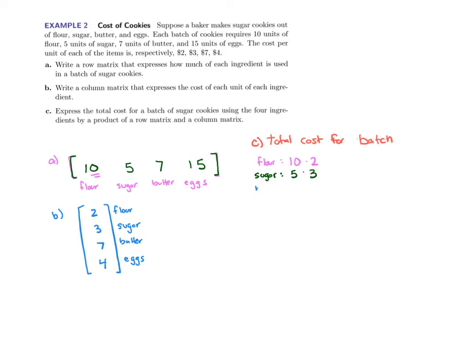For the butter, it's 7 units and $7. And then for the eggs, I need 15 units, and then it's $4 per unit. All right, so what I would do is I would multiply all of these numbers together, and then add them all up to find my total cost.